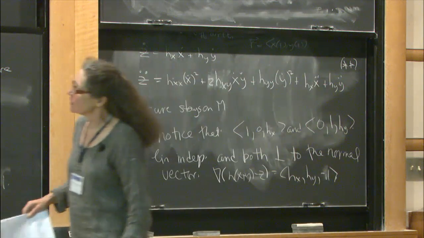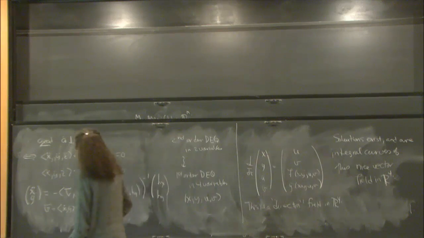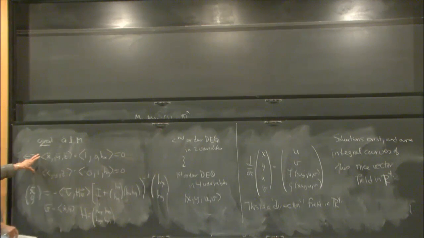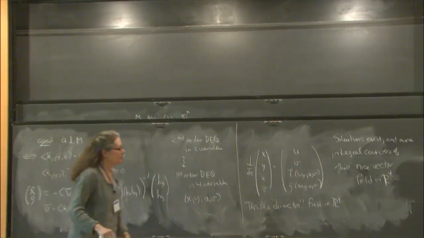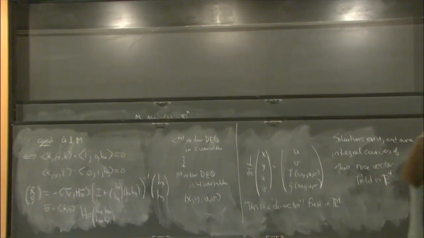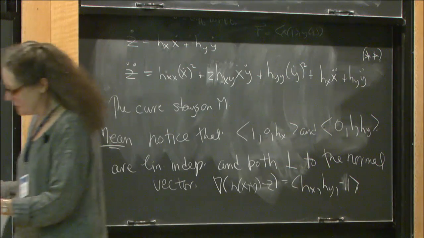So I took this equation here, and this gave me an equation for x double dot, y double dot, and z double dot. Yes? I plugged in from here. Okay, good question. So this shows that the geodesics exist.